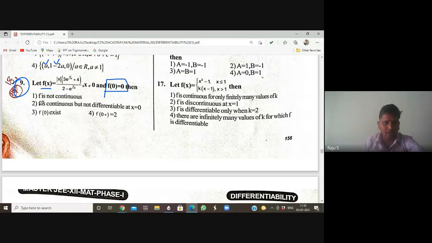Okay, let us see the differentiable condition also. Instead of checking continuity, it is clearly continuous. Obviously, it is continuous. Why? Because of the function they have given here.